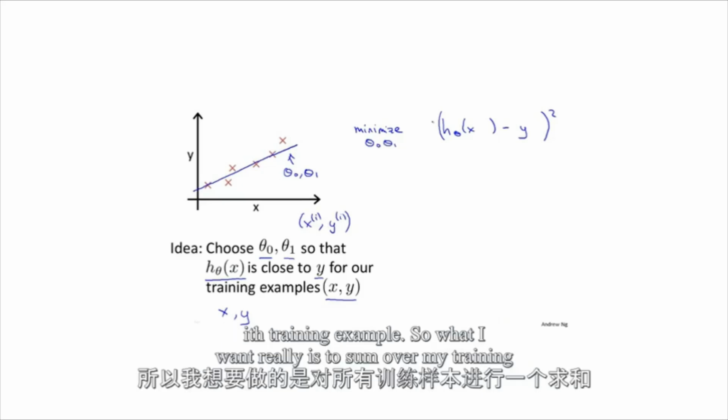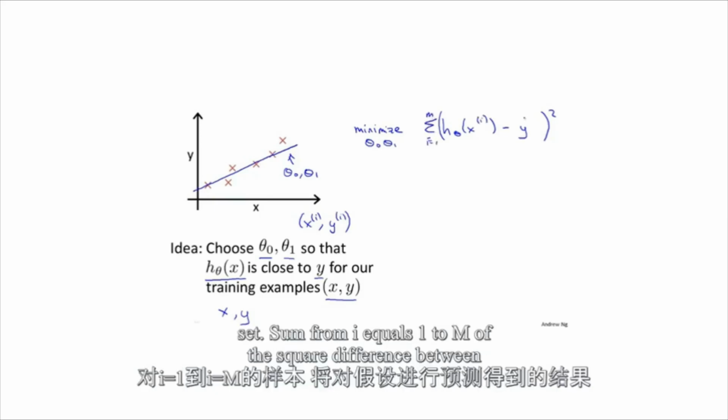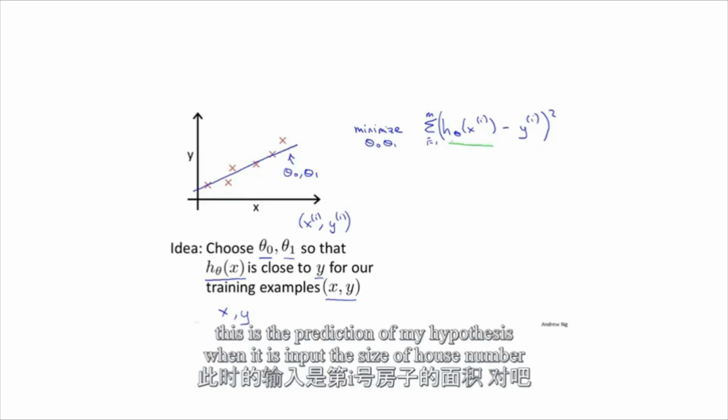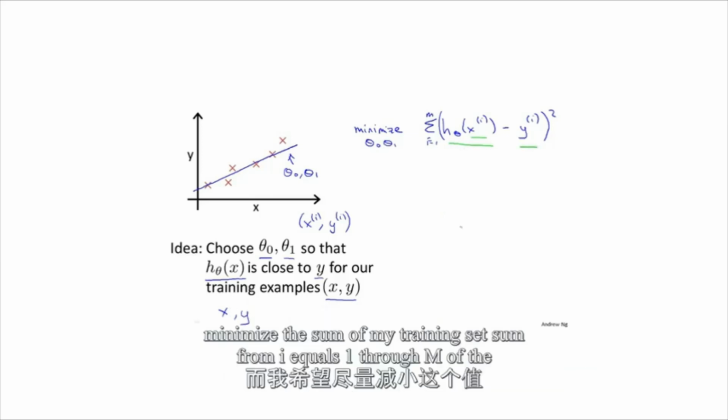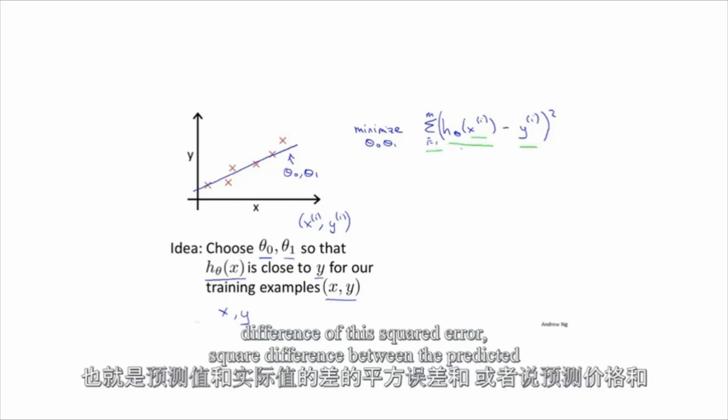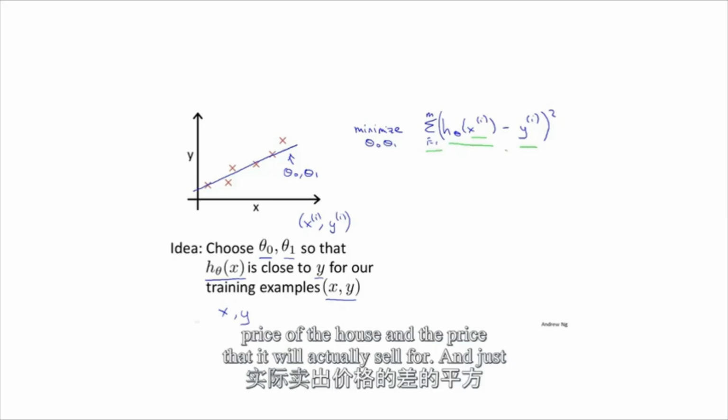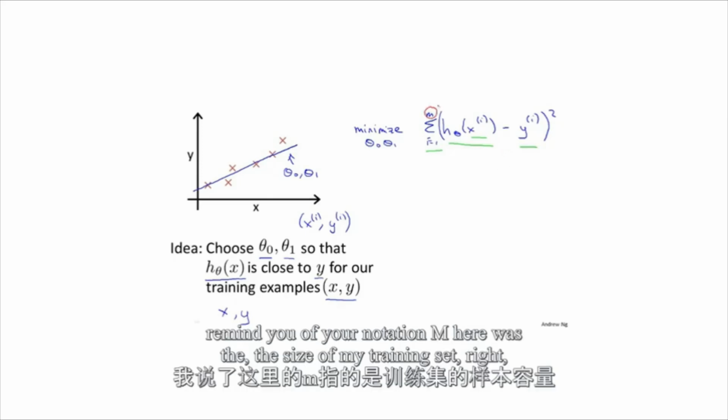So what I want really is to sum over my training set, sum from i equals 1 to m, of the squared difference between the prediction of my hypothesis when it is input the size of house number i, minus the actual price that house number i was sold for. And I want to minimize the sum over my training set of the squared error, the squared difference between the predicted price of the house and the price that it was actually sold for.